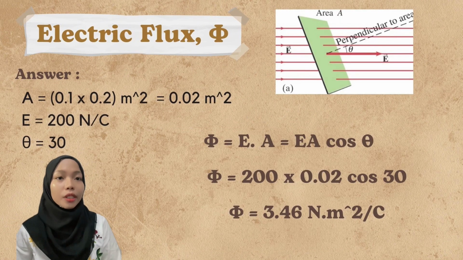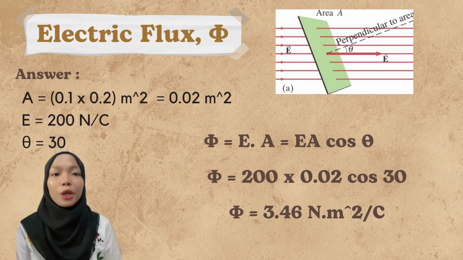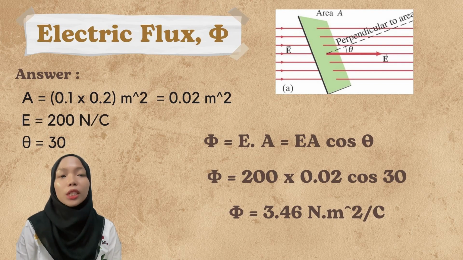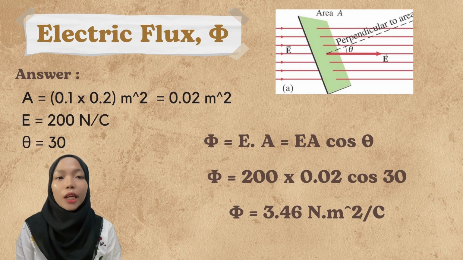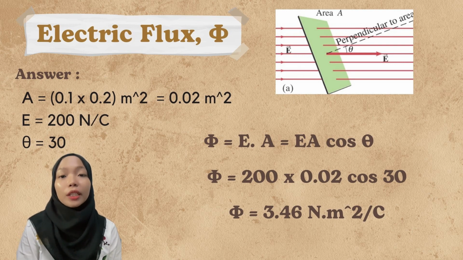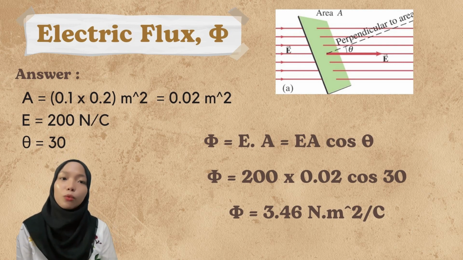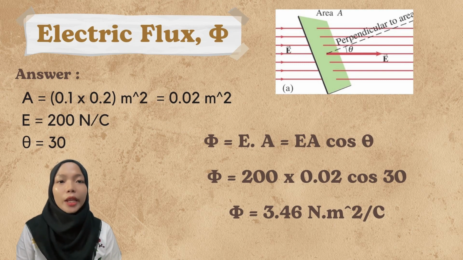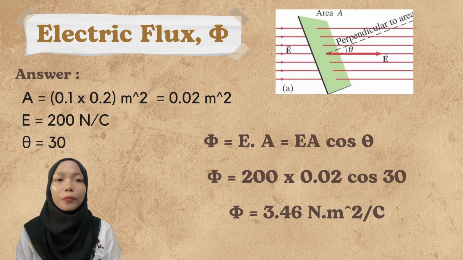For the solution, first we have to know the information that we have. In this question, we have area, electric field and theta, so we can use the formula E A cos theta. But the area in this question is in centimeters, and as we know, the SI unit for area is meter squared, so we need to change centimeters to meters. And then we can calculate the area. The area that we get is 0.02 meter squared.